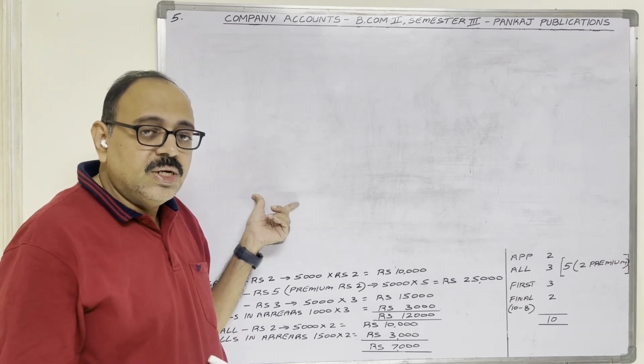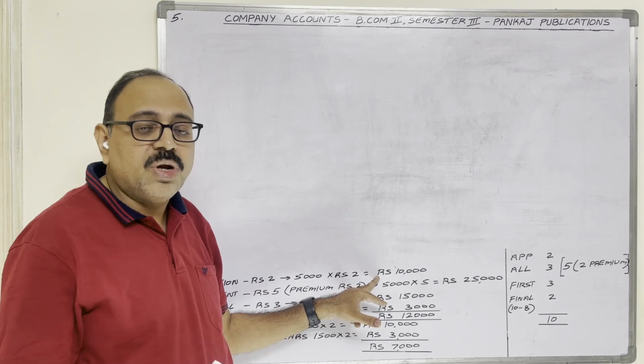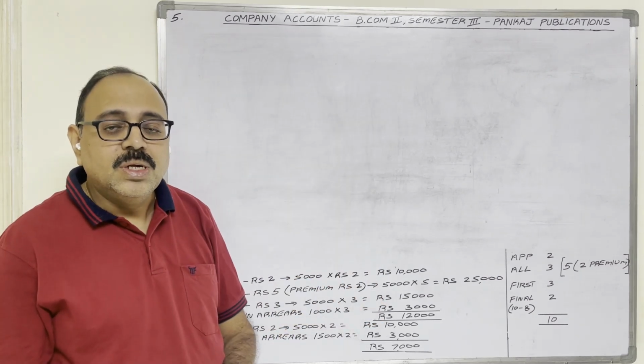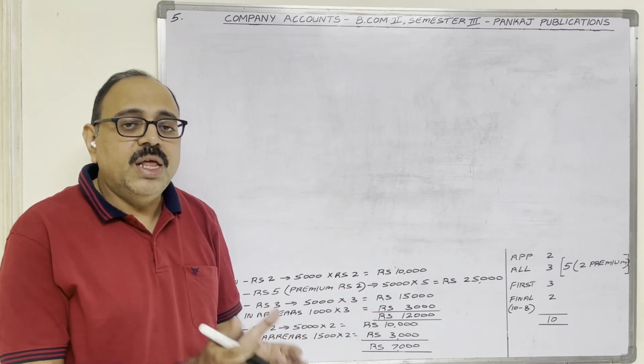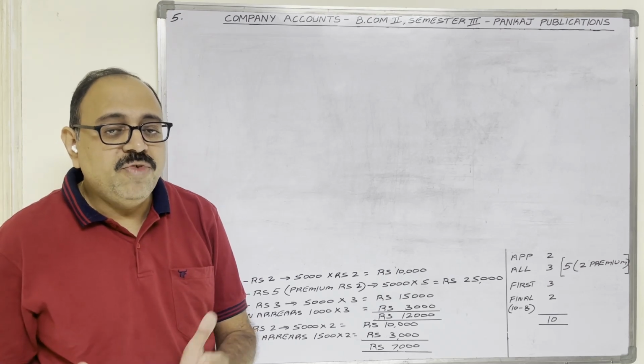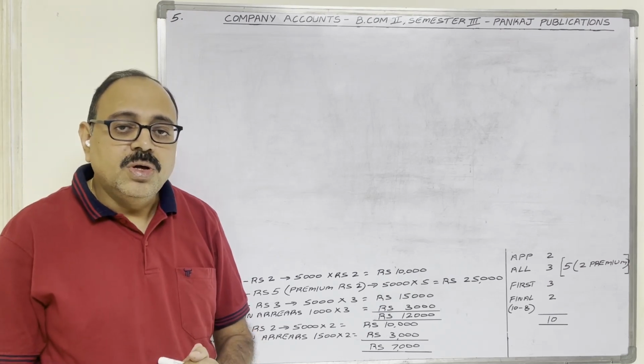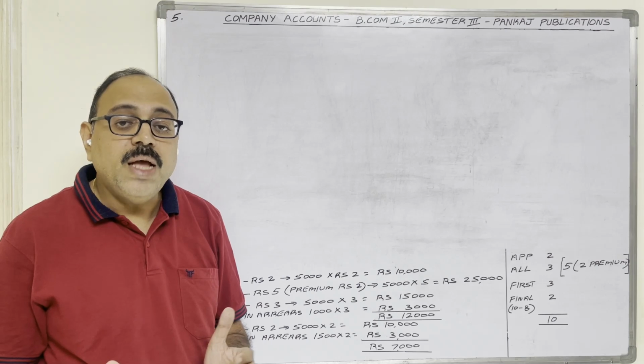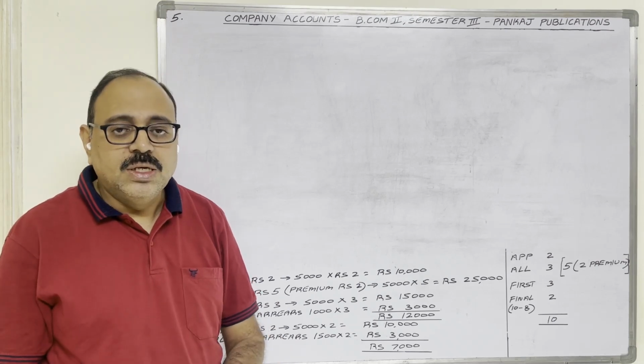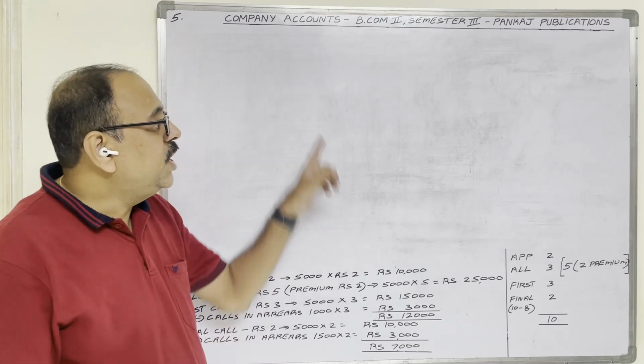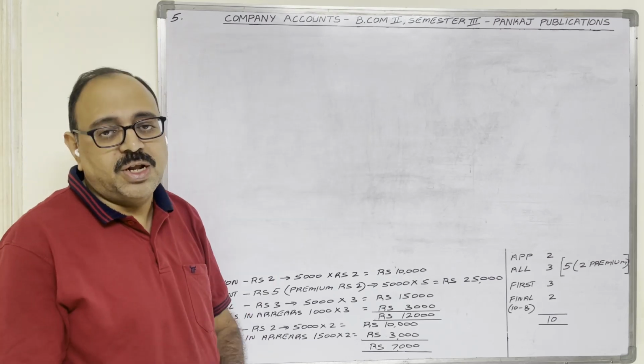Transfer entries. So application money we should transfer to share capital account. Similarly, allotment money, first call money, final call money we transfer to share capital account now. So these transactions are known as non-cash transactions. So only the entries related to these transactions we have to show in the journal book.